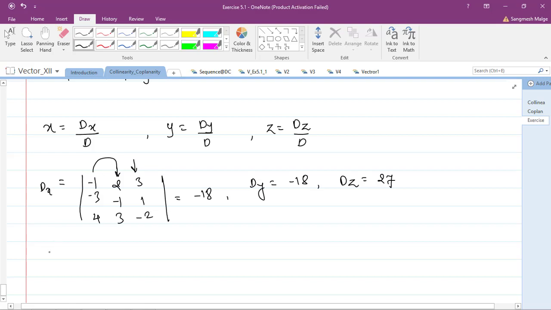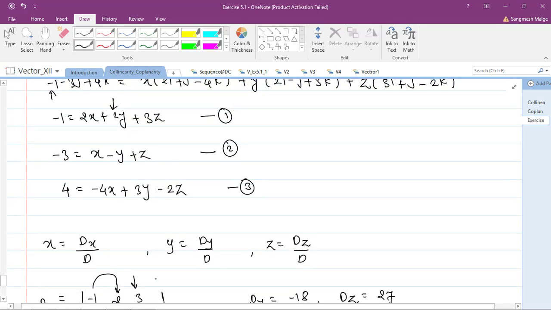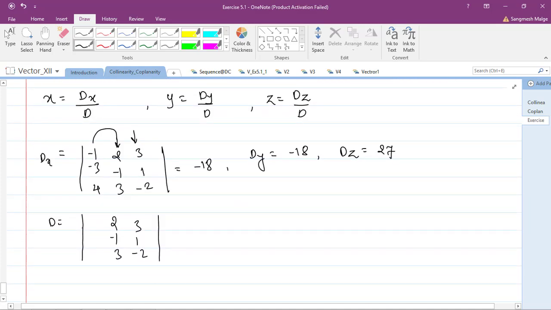Then what is d? d is the determinant of the coefficients of all three, x, y and z. So it is 2, minus 1, 3; 3, 1, minus 2; and the coefficients of x, 2, 1, minus 4. Its determinant is equals to minus 9. So find the values of x, y and z.